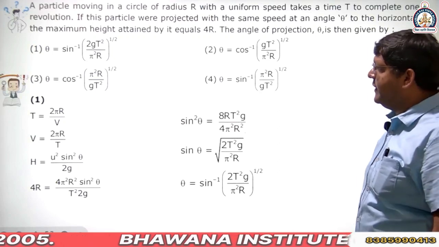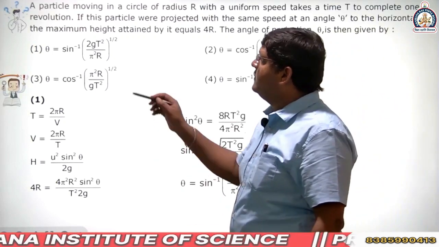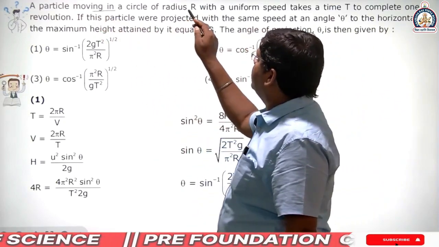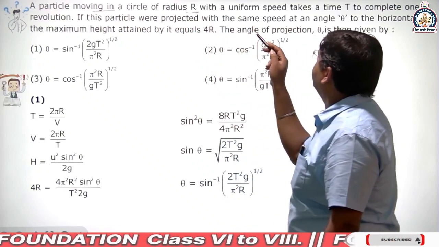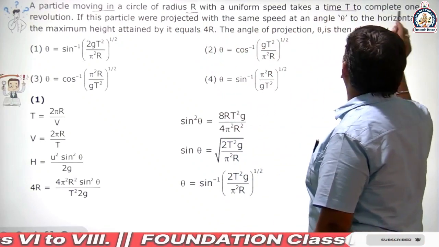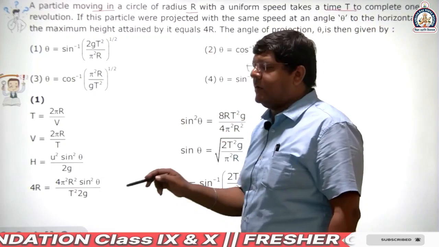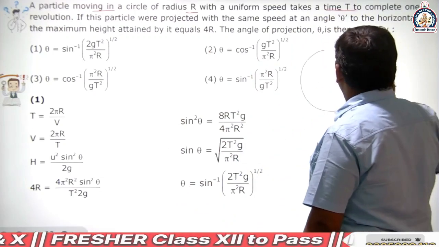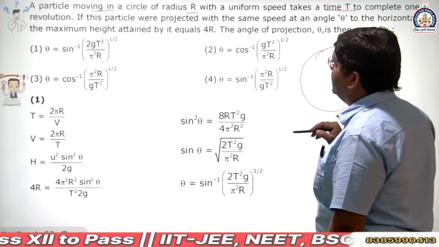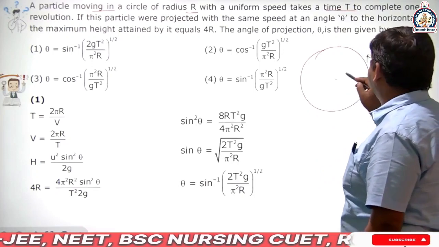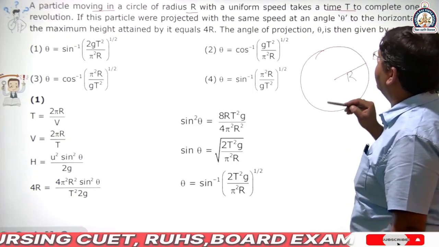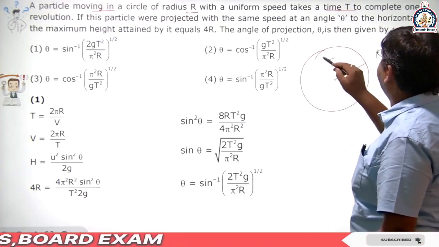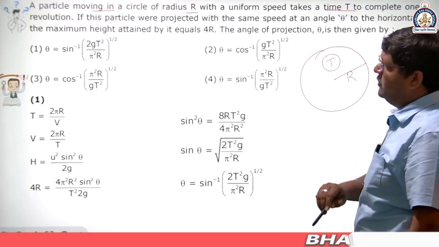Now moving to the next part, the question says a particle moving in a circle of radius capital R with a uniform speed takes time T to complete one revolution. So a particle is moving in a circle of radius capital R, and it takes T time to complete one revolution.